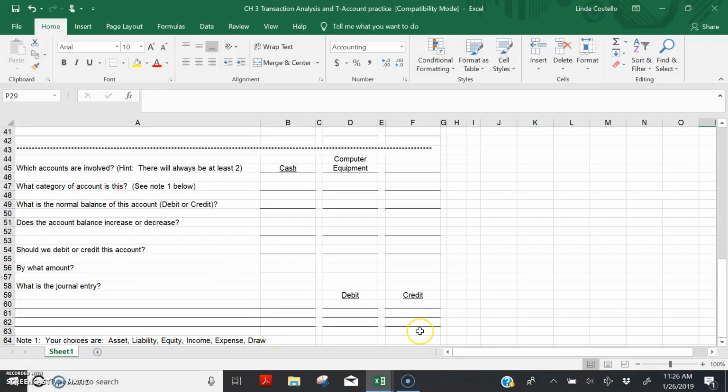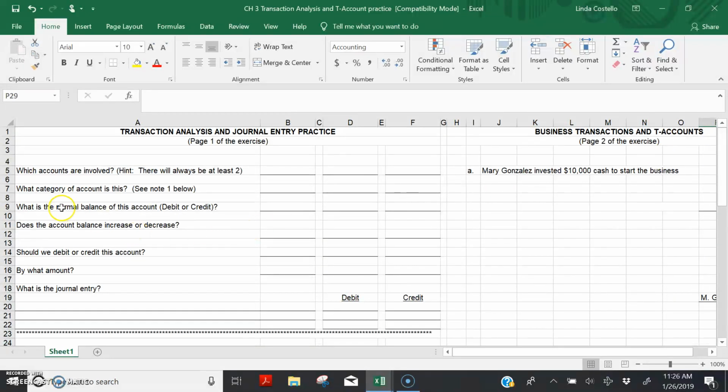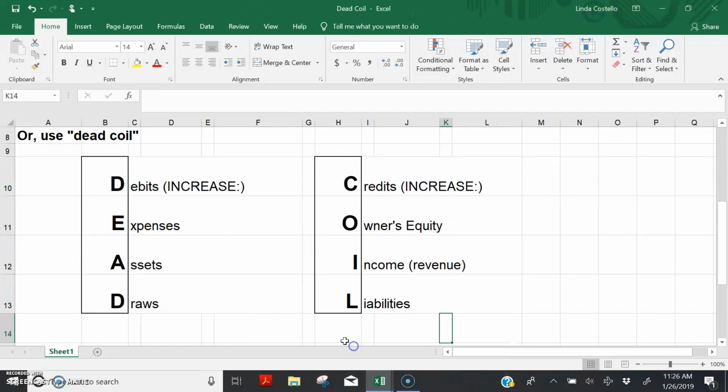Next, we need to identify the normal balance of the account. Is it a normal debit or a normal credit balance? For instance, if the account is cash and we decided that cash is an asset, we can refer to dead coil to see that cash and all asset accounts have a normal debit balance.